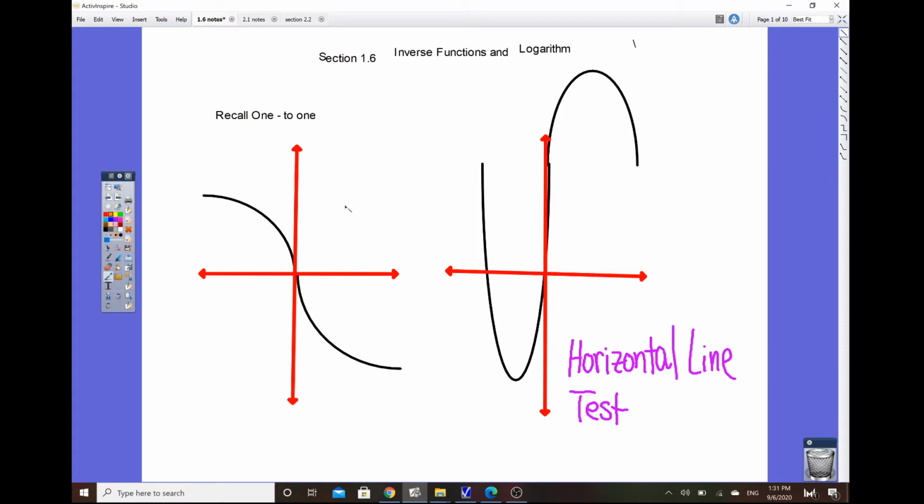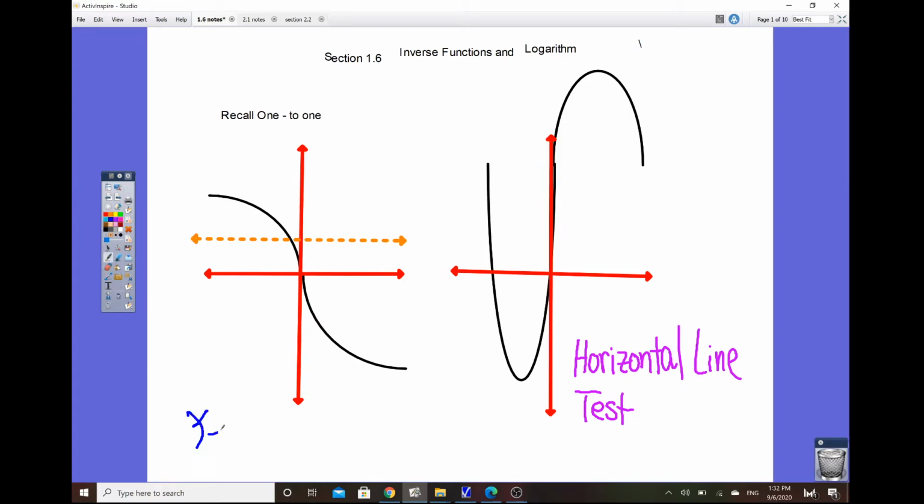So the graph on the left-hand side here, let's say that we do have a horizontal line. Okay, let's just use a dotted horizontal line here. Let's say that you want to make the line go through the graph here. Doesn't matter where you want to draw the line. You can put it right above the x-axis, right on the x-axis, or down below the x-axis. As you can see, the line only touches the graph at one point, so that means the function is considered one-to-one. So the first one, yes, it is one-to-one.